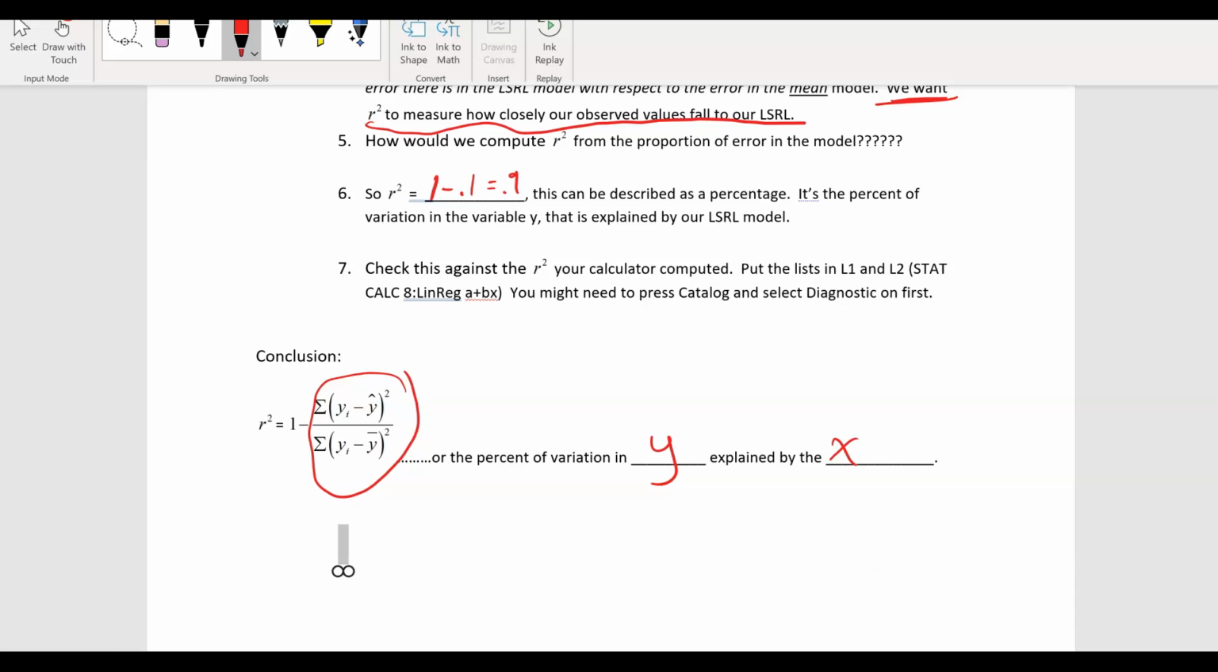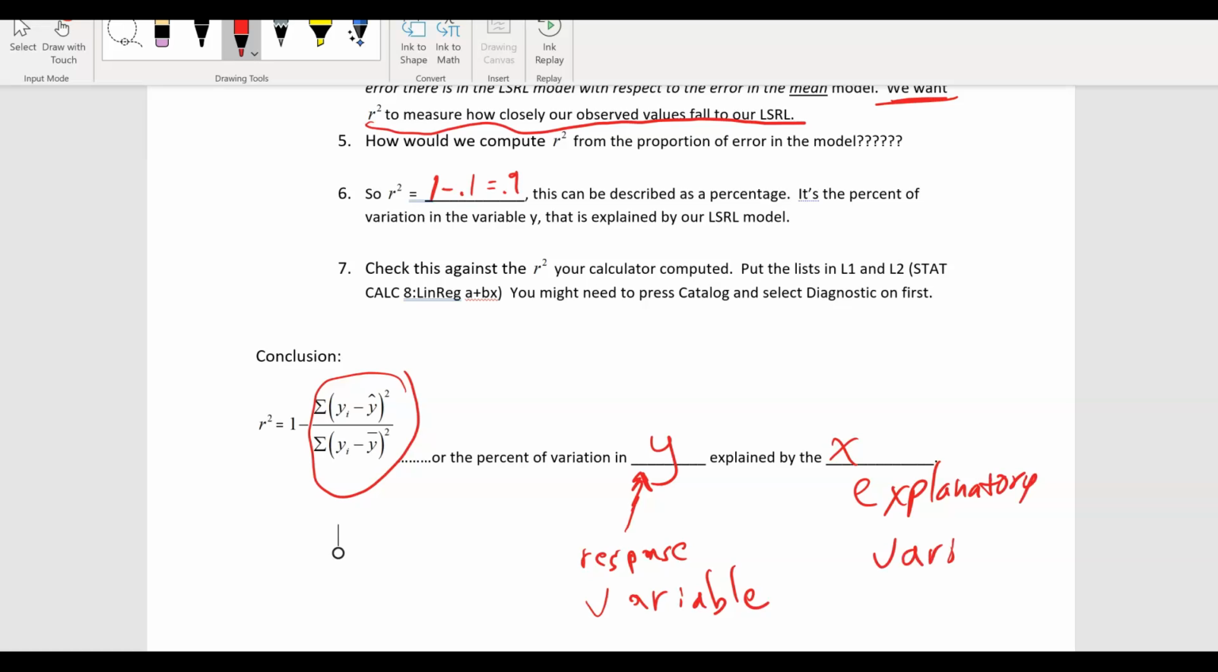Remember, we want to always keep this in context. Like maybe our y variable is weight and our x variable is height. So always it's the percent of variation in the response variable, so you can always keep that in context, explained by the explanatory variable. And this is our definition that we always want to use for R squared. It's the percent of variation in the y variable that's explained by the x variable.